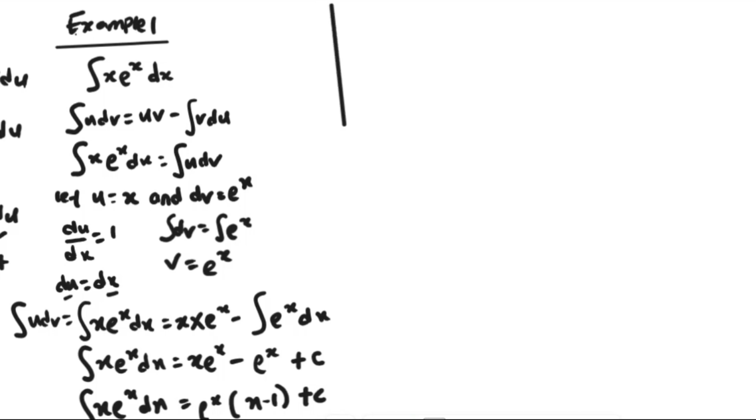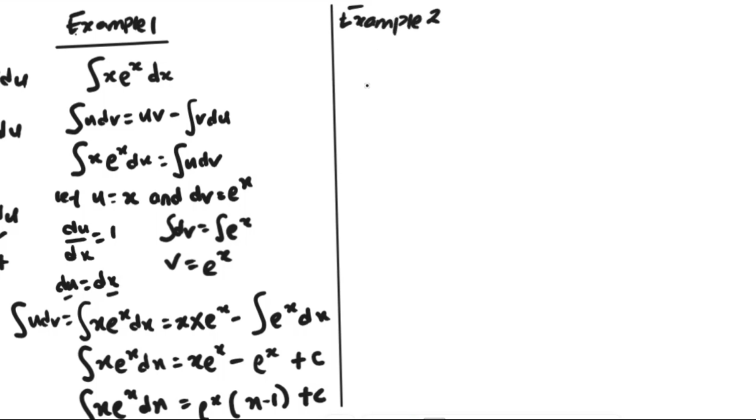So now let's take a second example. Example 2. We have to evaluate the integral of x times sine x dx. The same approach, we can take our u to be x. If our u is equal to x, then it means our dv will be equal to sine x.